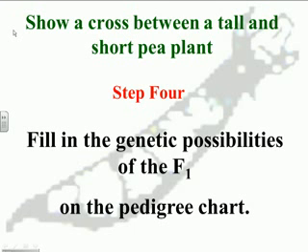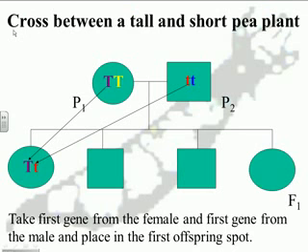Now, step 4. I think that's the new one that we didn't get done with. Okay? 3 was the new one? All right. With step 4, let's read it together. Fill in the genetic possibilities of the first filial generation on the pedigree chart. Remember, you've got to know this. Hopefully you've been studying your 7A, because the symbol F sub 1 is first filial generation. You've got to know that's what it is, and you've got to understand what that means.